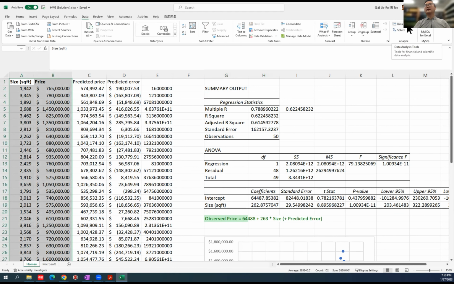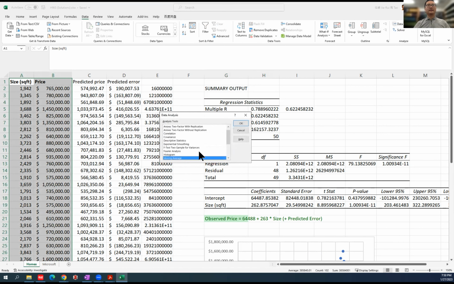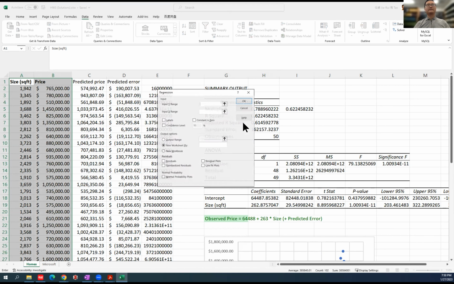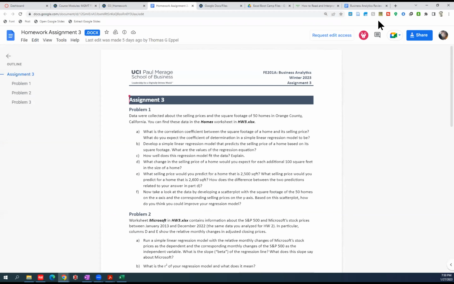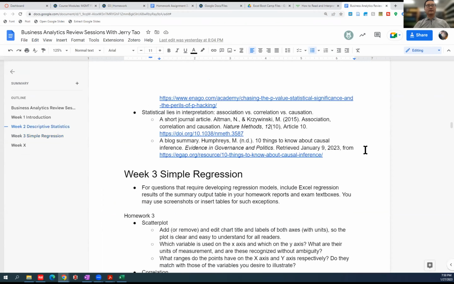Go to data and data analysis. There's a regression part, right? And we just select regression. There's the regression choice window. So make sure that what should go into Y and what should go into X, dependent and independent. Okay. So Y should be what we are trying to predict. That's the response.